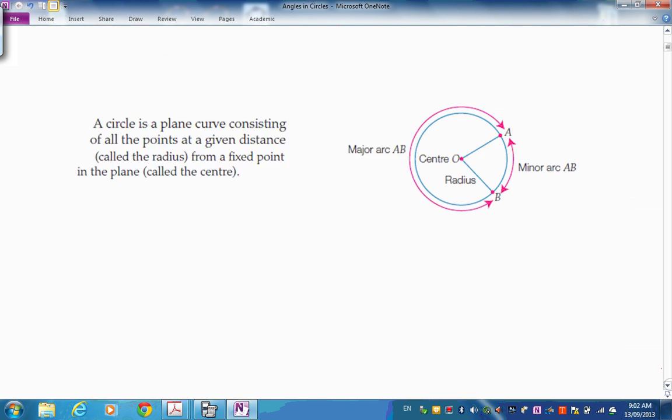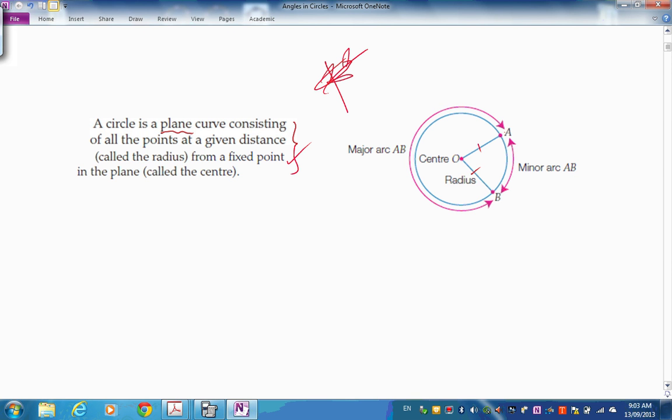All right, here it is. What is a circle? This definition is coming from Pearson's very, very sophisticated definition. A circle is a plane curve. Plane, a flat surface, that's a mathematical plane. So a circle is a plane curve. It lies on a flat surface and it consists of all the points at a given distance from a fixed point. So all points on a circle are the same distance from the centre.